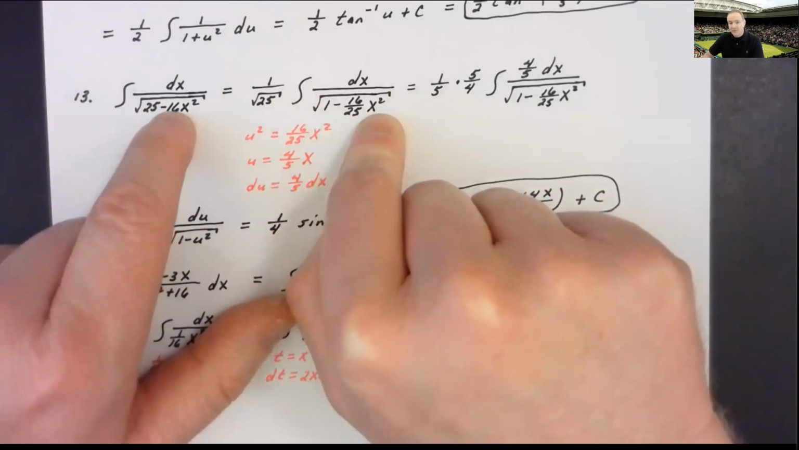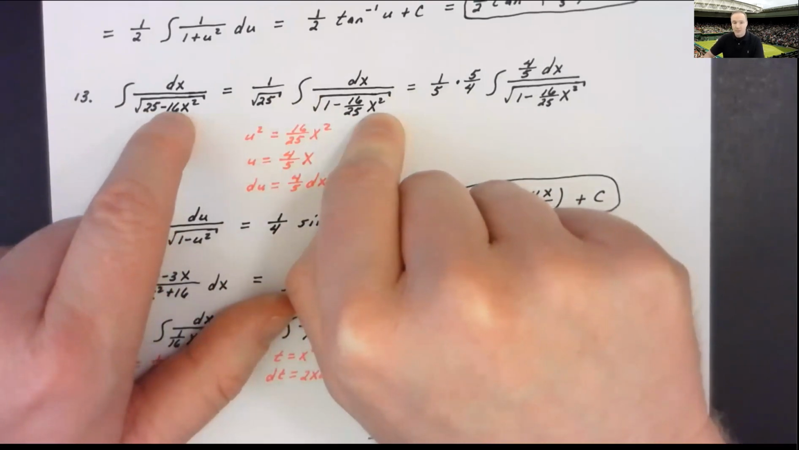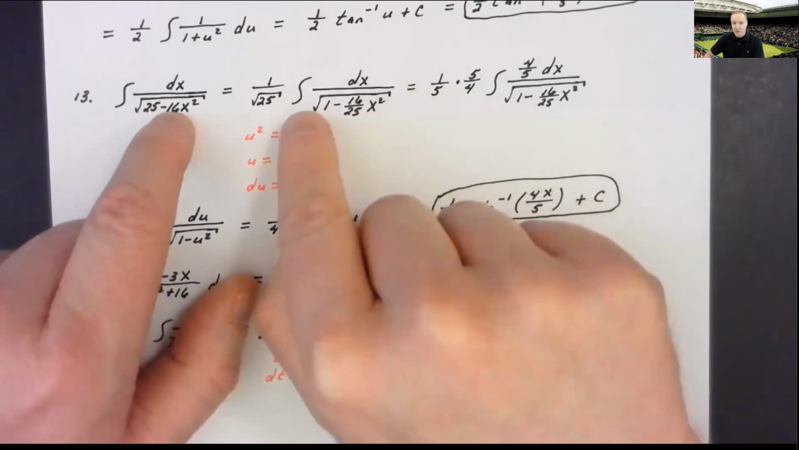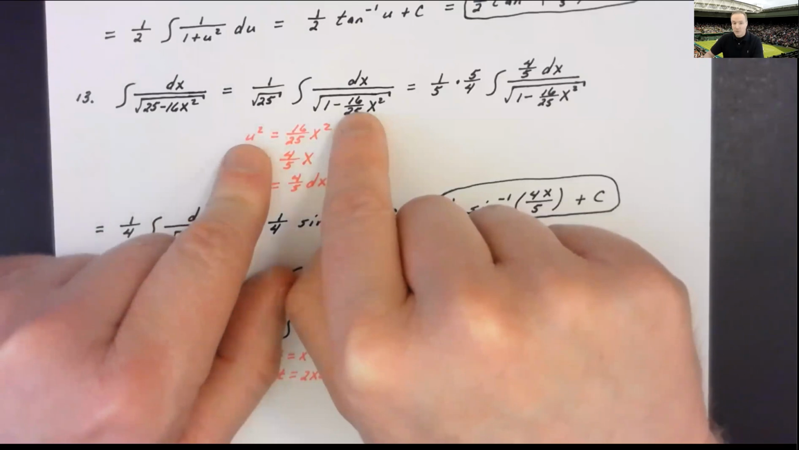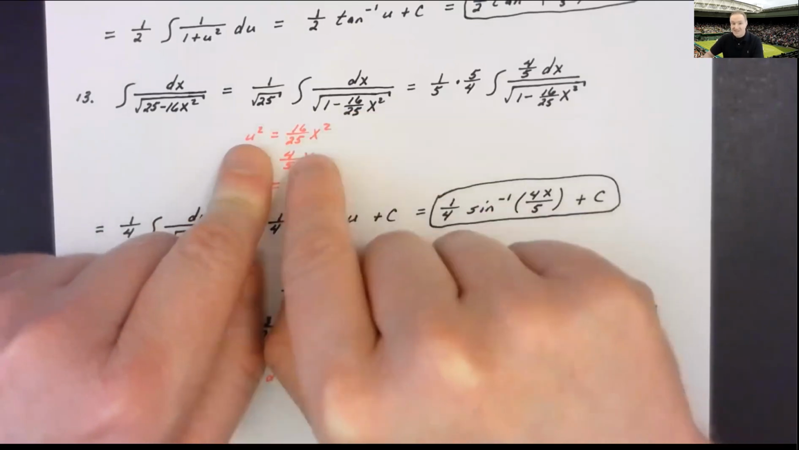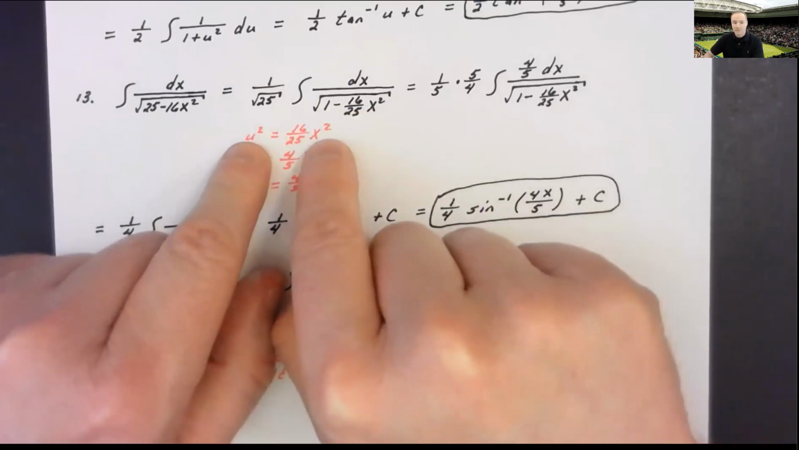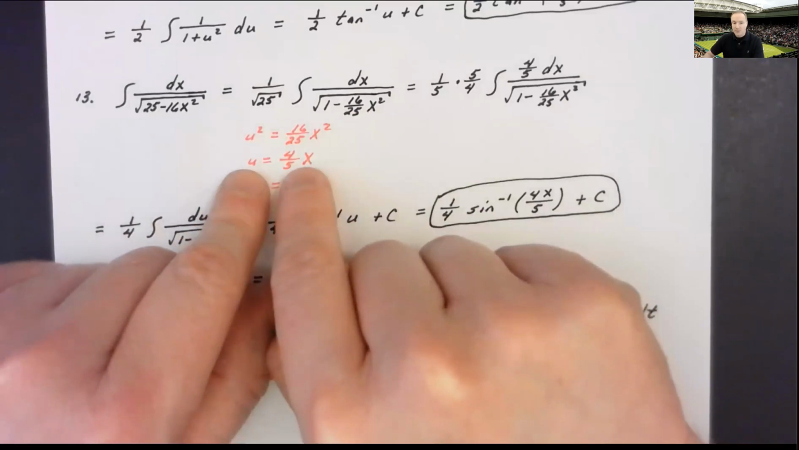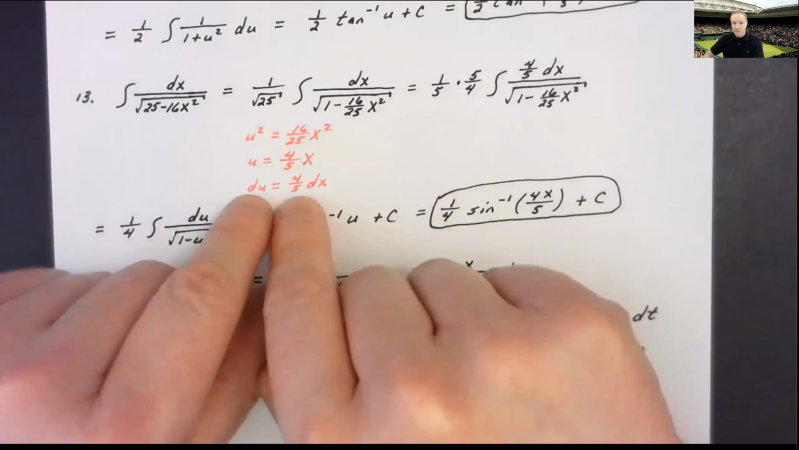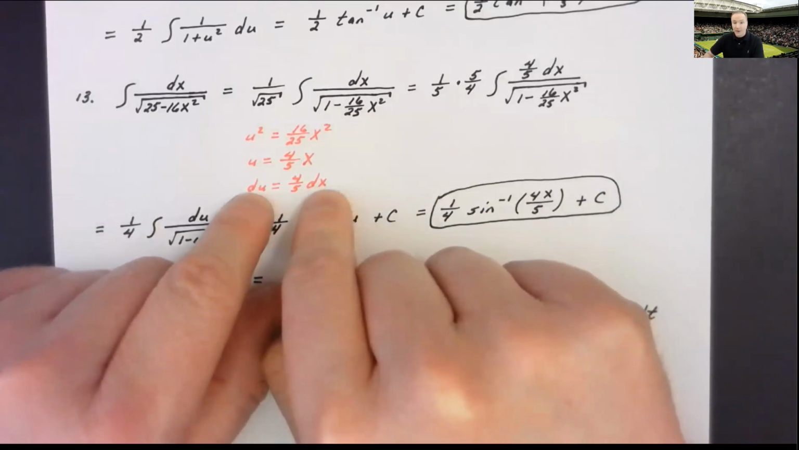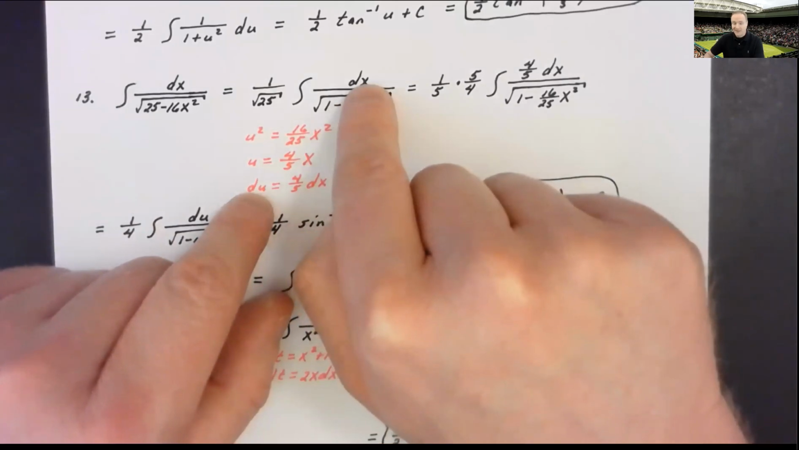And then it's very similar to the last problem, and you say, well, in order for this to be the inverse sine, this needs to be the square root of 1 minus a variable squared. I'm going to let that be u squared. So I'll let u squared equal 16/25 x squared. That means u is going to equal 4/5 x when we take the square root, take the derivative, and du is just 4/5 dx. Now, I don't see a 4/5 dx in there. I just see a dx.